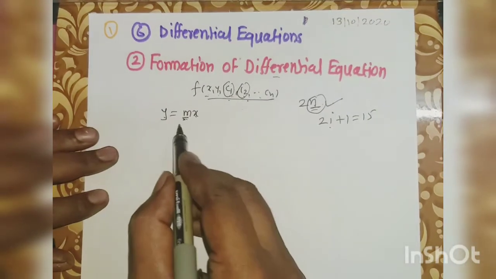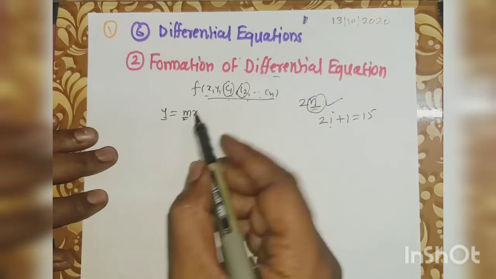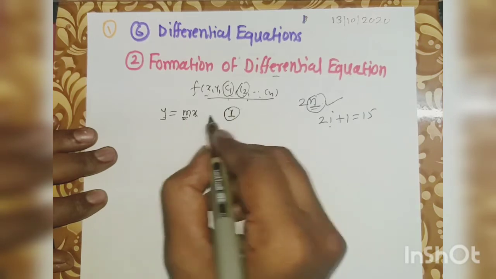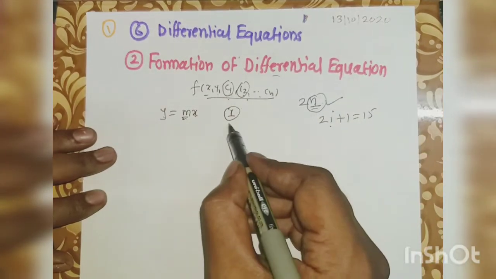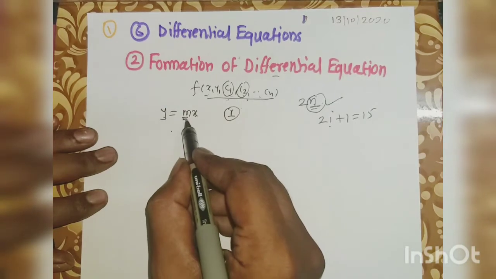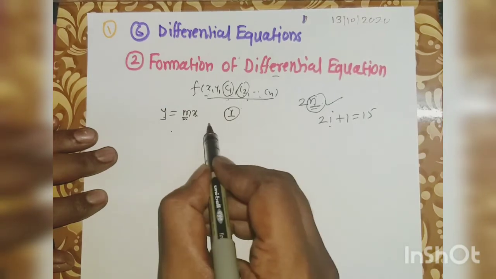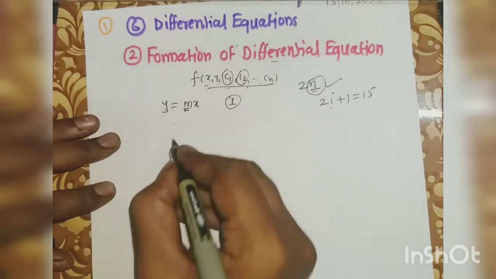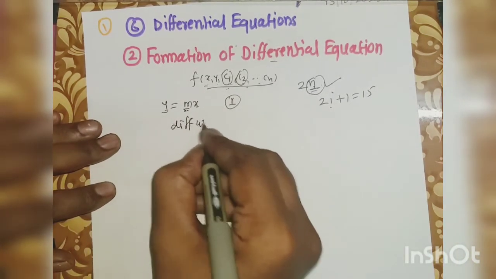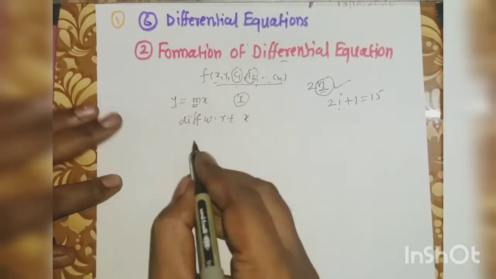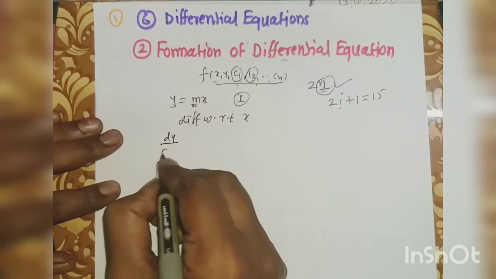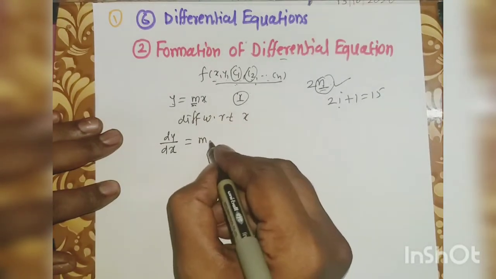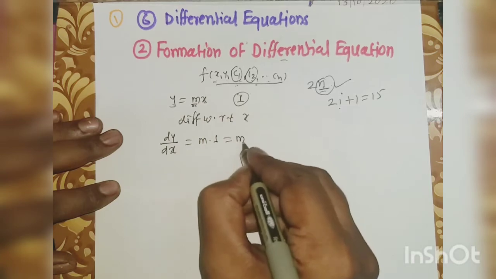Here, this equation consists of one constant. Therefore, take the first order derivative. That means after formation of the differential equation, if the solution consists of one constant, then we take the first order derivative, that means one time derivative. Differentiate with respect to x: left hand side dy by dx is equal to m, since m is constant and the derivative of x is 1. That is m.